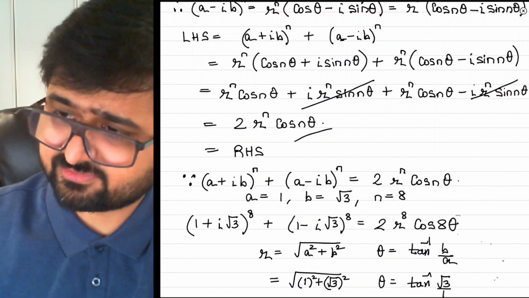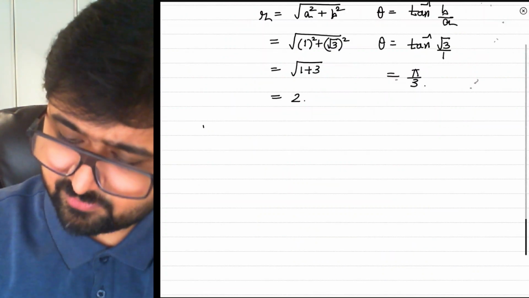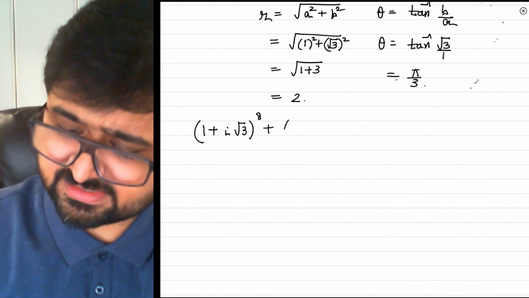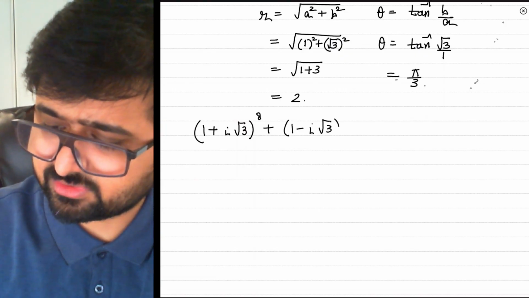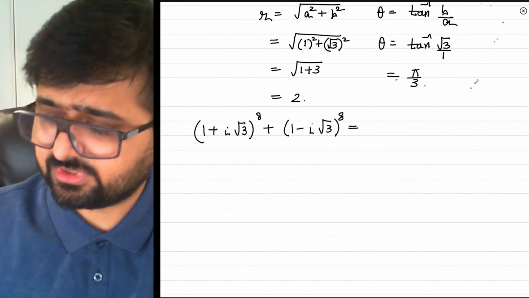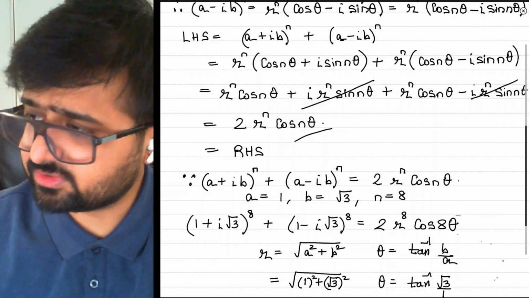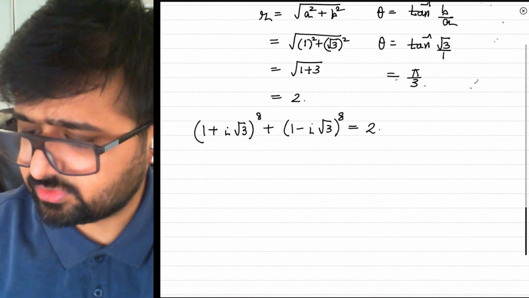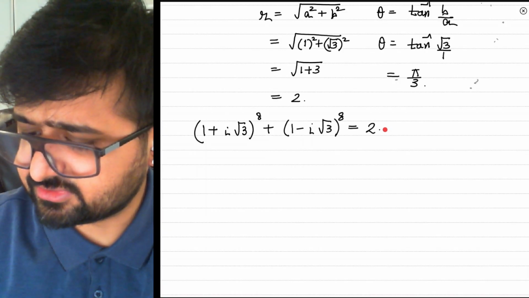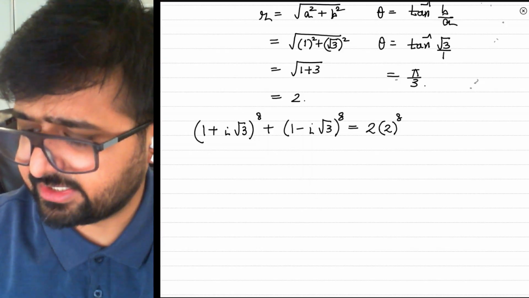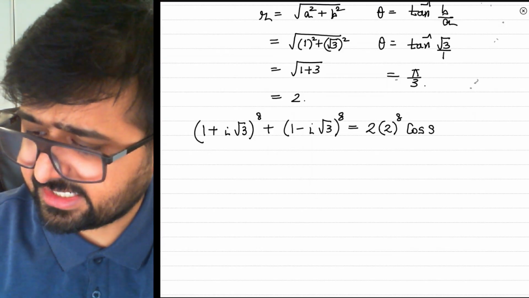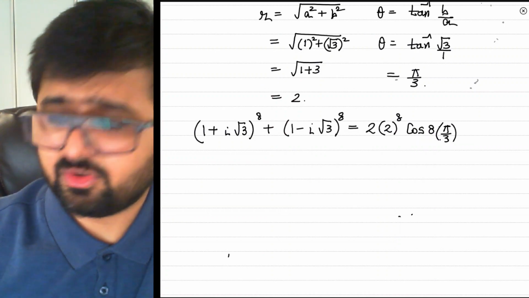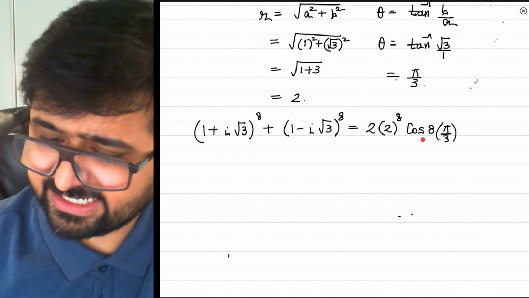Let me write my LHS first again. (1 + i√3)^8 + (1 - i√3)^8 is equal to 2r^8 cos 8 theta. So r is 2, so 2 times 2^8 cos 8 theta, so cos 8 pi by 3. All right, so now you can just calculate that cos 8 pi by 3.